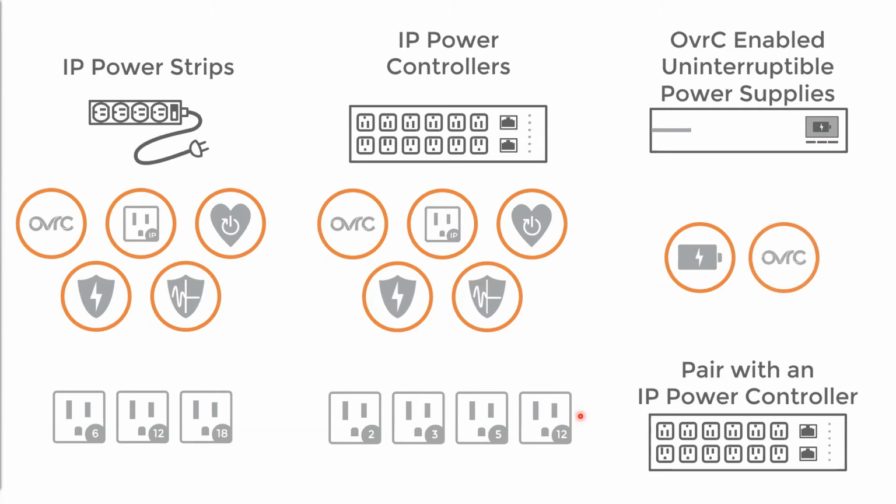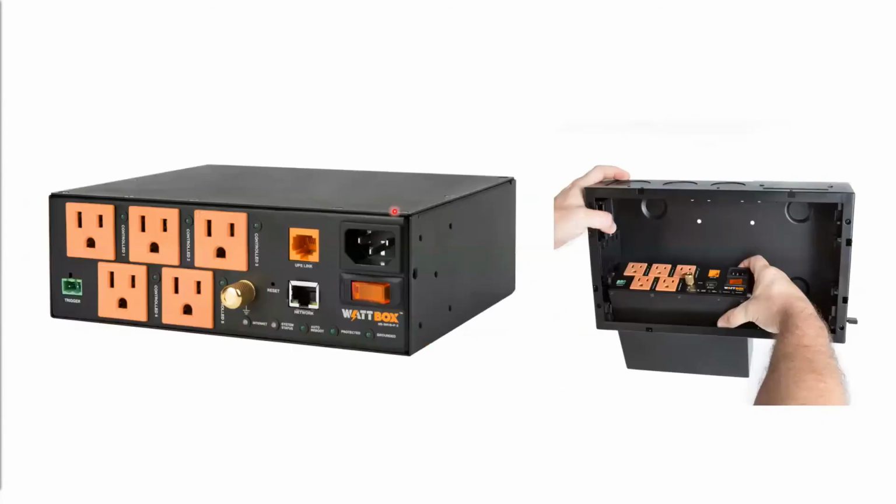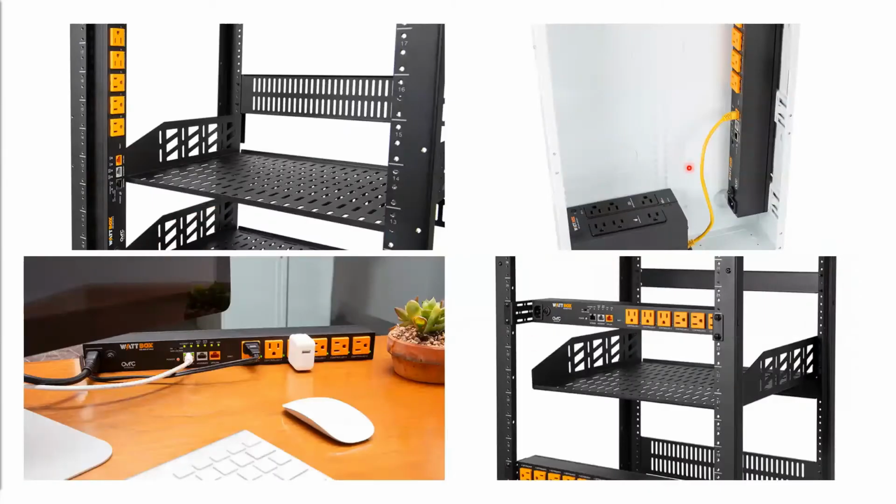We then have units that allow you to pair that UPS with your IP Wattbox. Almost all of our IP Wattboxes have this functionality. Our ultra compact versions don't have the ability to pair with the UPS, but every other one does. You will see on these units a little orange port that says UPS Link. You will see a similar connection on our UPSs that are OvrC enabled as well. You can see one connected right here. Once you connect that orange port together from the UPS to the Wattbox, the Wattbox now becomes the brains of the operation.